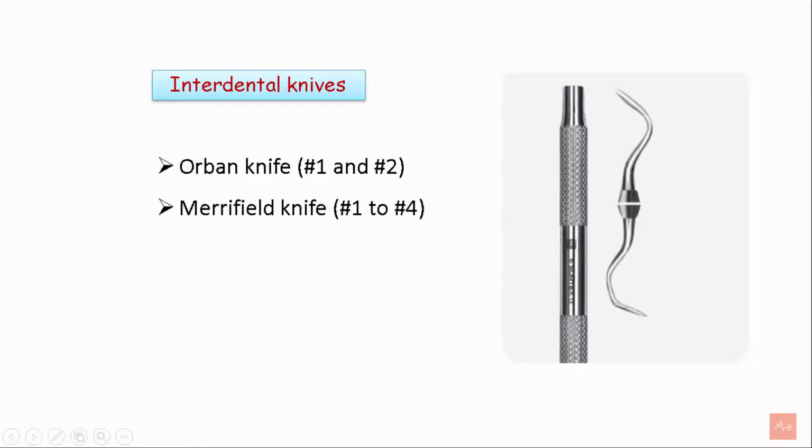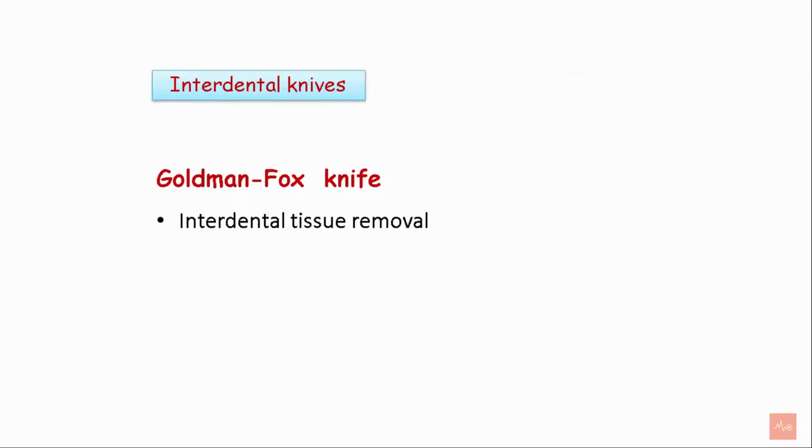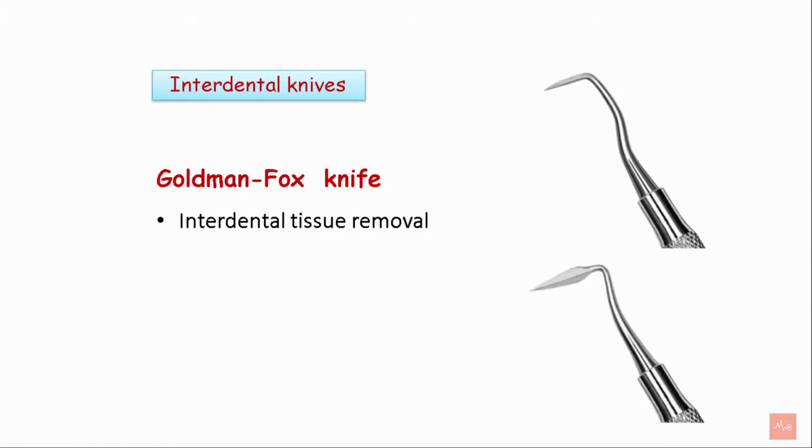Merrifield knife is similar to the Auburn's knife. Goldman Fox knife is used to remove tissue in the interdental areas. It is also similar to the Auburn's knife and has a spear-shaped end. It has an offset blade which is useful in working in the posterior areas.